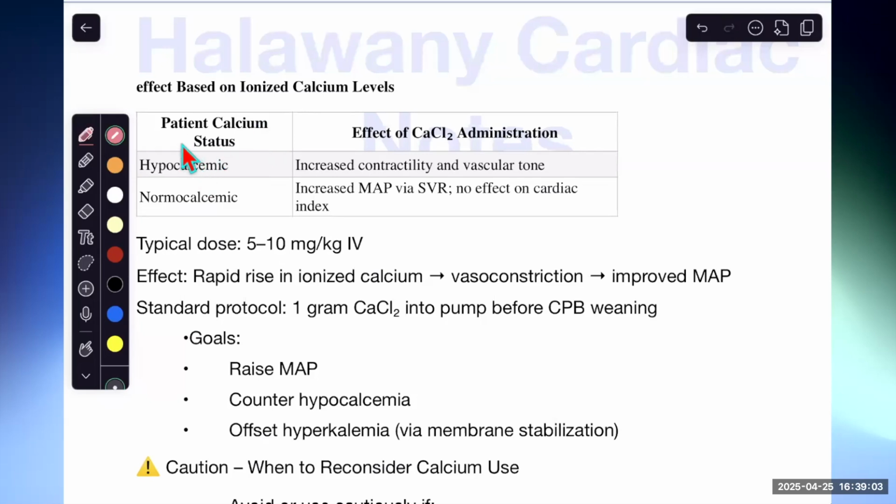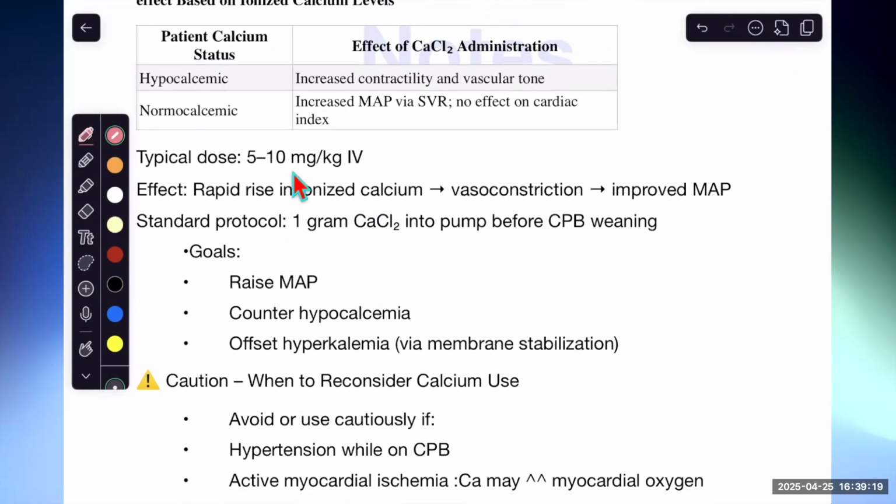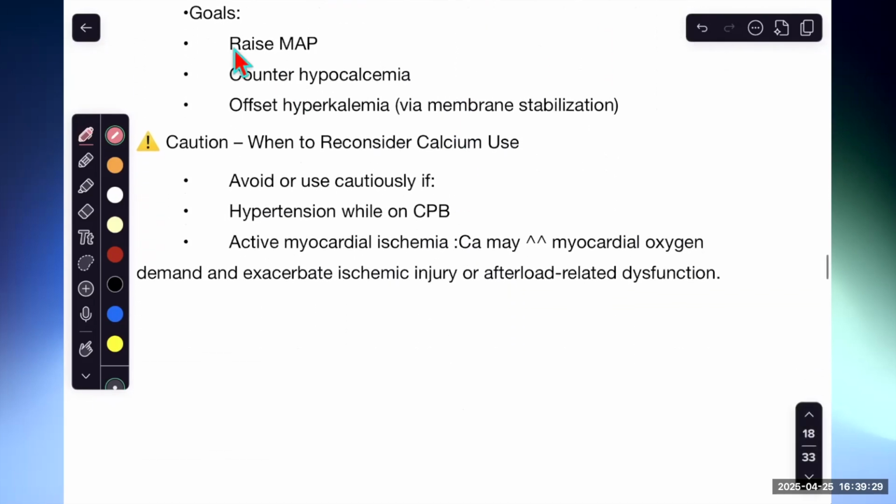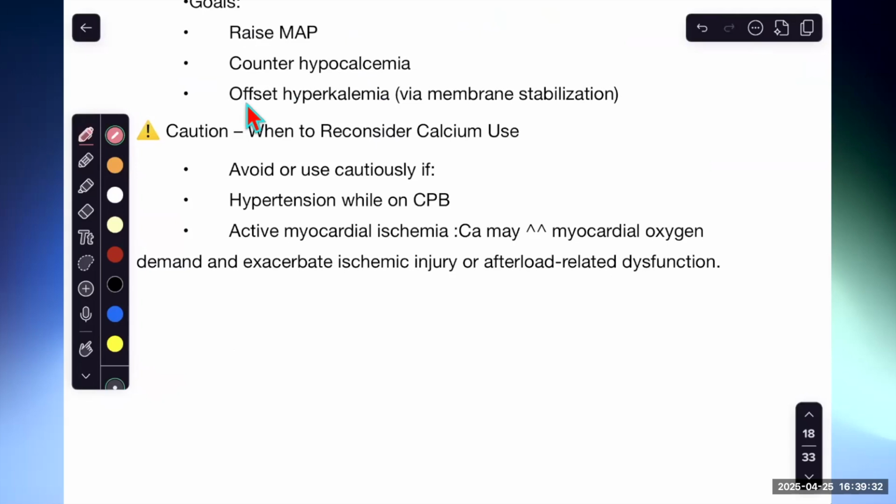Based on ionized calcium, if a patient's calcium status is low, it will increase the contractility. If it's normal, it will increase the MAP and SVR, with no effect on the cardiac index. Typical dose, we are giving 5 to 10 milligram per kg. In an adult, you give 1 gram for a rapid rise in ionized calcium, and the protocol is to give 1 gram calcium chloride into the pump before weaning, to, as I told you, increase the MAP, counter hypocalcemia, and offset even hyperkalemia.